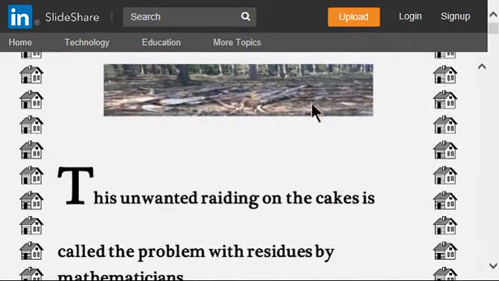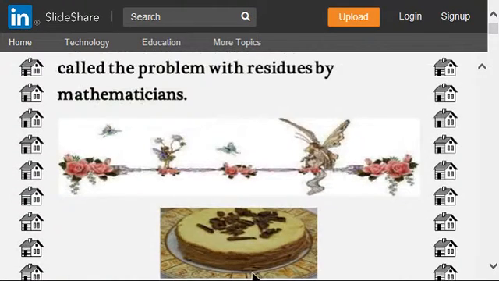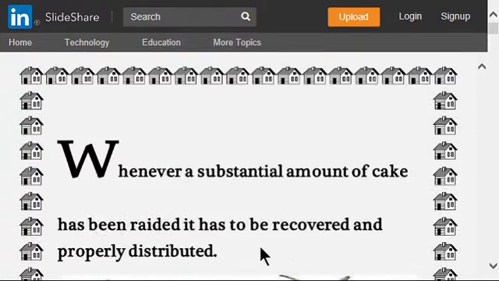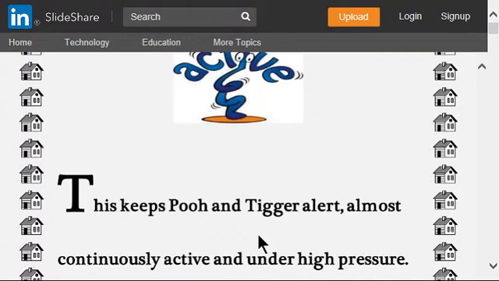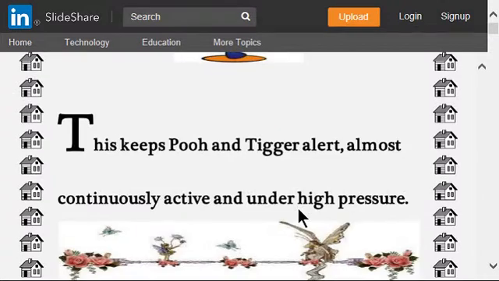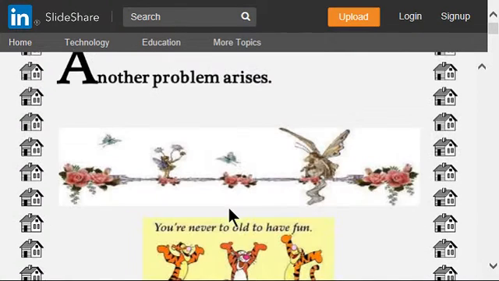When the raiding of cakes becomes too much, the unwanted raiding of cakes is called the problem of residues by mathematicians. When the residues become too much, a substantial amount of cake has to be retrieved, recovered, and properly distributed. This keeps Pooh and Tigger alert, almost continuously active under high pressure. Another problem arises.